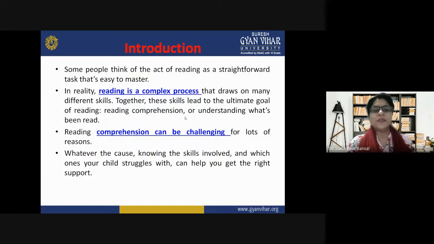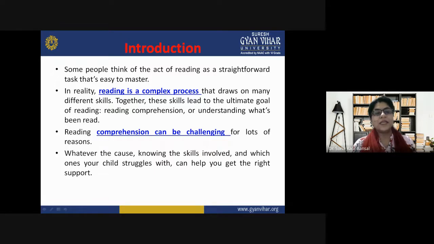So students, some people think of the act of reading as a straightforward task that's easy to master. People think that reading is something very easy and we can do it at our own ease. But in reality, reading is a very complex process that draws on many different skills. Together, these skills lead to the ultimate goal of reading comprehension, or understanding of what's being read. So this is how people consider it very easy, but it is not easy. Reading is a complex process.